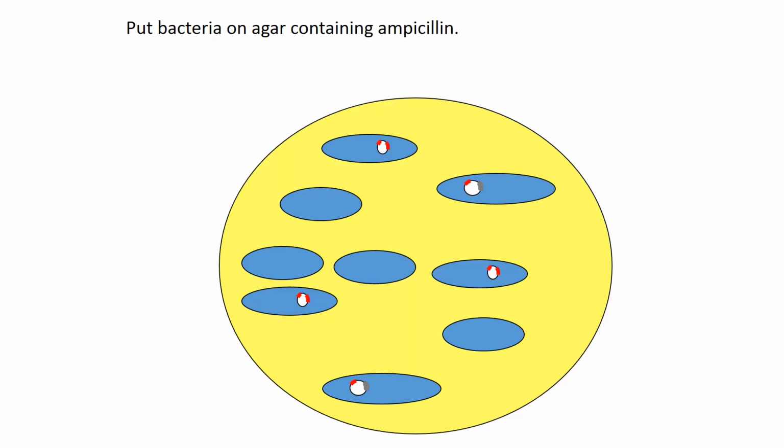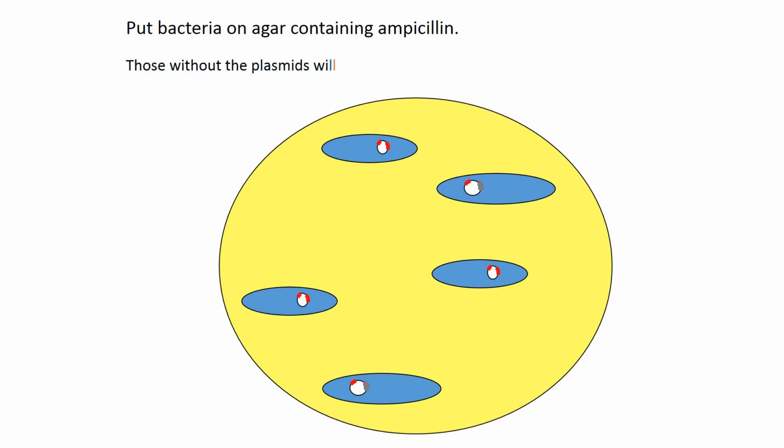So what we do is, after incubating the bacteria and the plasmids, you then put the bacteria onto a petri dish containing agar with the ampicillin antibiotic in. Now any bacteria that did not take up the plasmid will not be able to grow. So what we will see growing on these plates are bacteria that have taken up the plasmid, whether it's non-recombinant or recombinant.